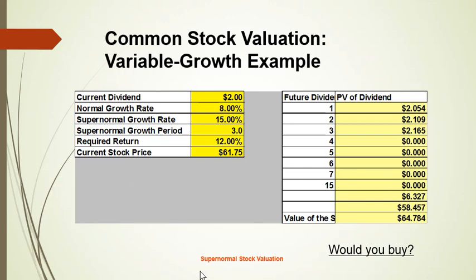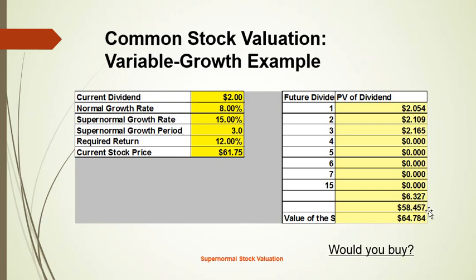So we have a model, it's called the supernormal stock valuation model. Again, plugging the numbers into our worksheet. What this worksheet does is it calculates the dividend in each year of the supernormal growth period for 3 years and finds their present value. It then estimates what the price will be at the end of the supernormal growth period. In this case, the present value of that is $58.46, and then it adds those two things together.